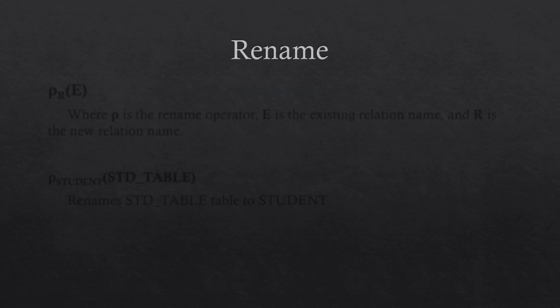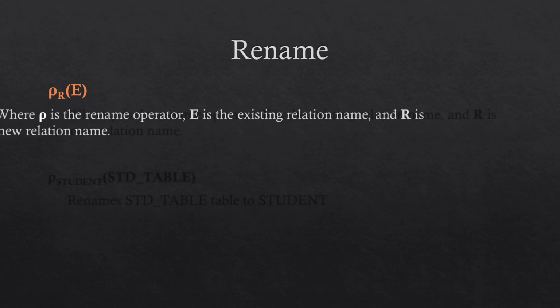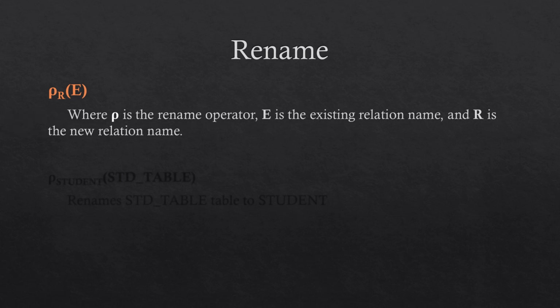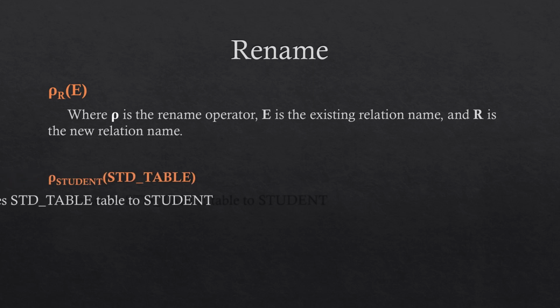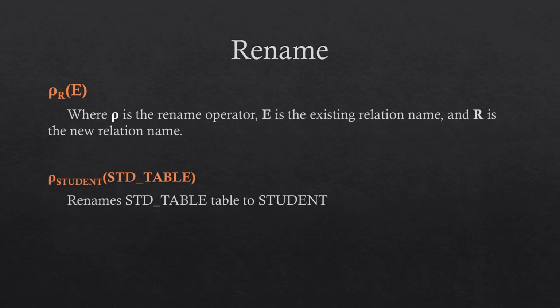For example, rho R E, where rho is the rename operator, E is the existing relation name, and R is the new relation name. So we have rho student std_table. The original name of the table is std_table, and we're going to rename it to student.